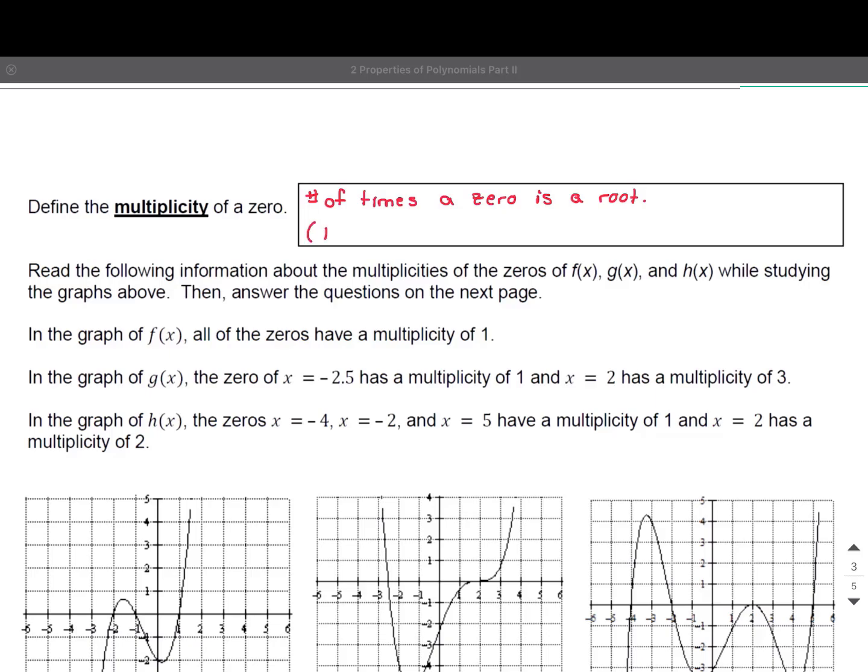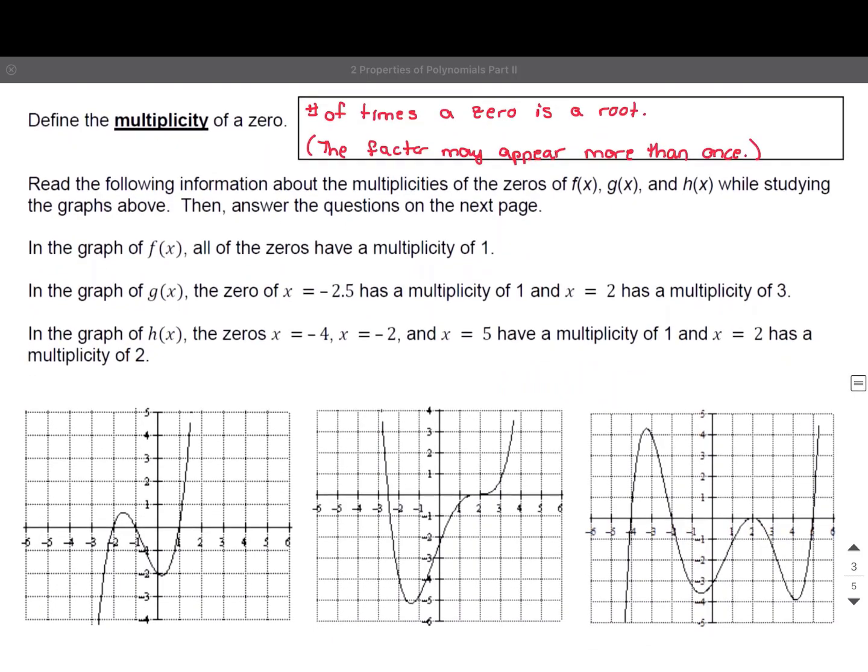Now, when you factor, the factor may appear more than once. For instance, if you factor and you get x minus 1 times x minus 1 equals 0, you're going to get the root x equals 1 twice. That means x equals 1 is a root of multiplicity 2. Now the graph is only going to touch the x-axis at x equals 1 once, but it's a root twice because it comes from two different factors. And that's what happens when we have a root of multiplicity greater than 1.